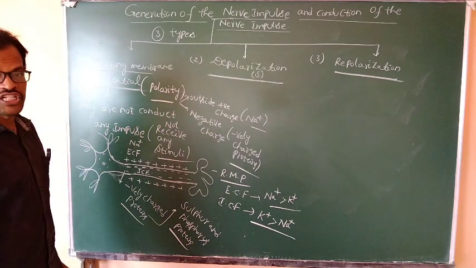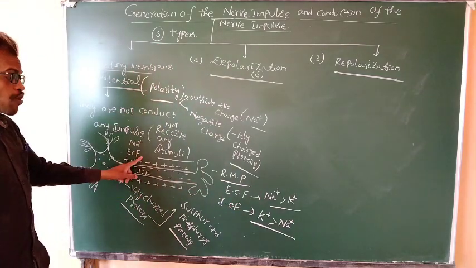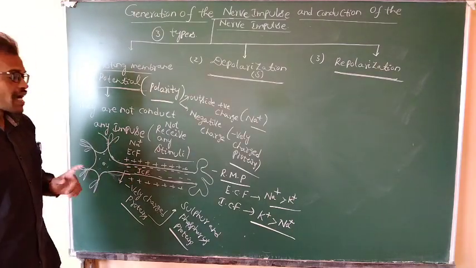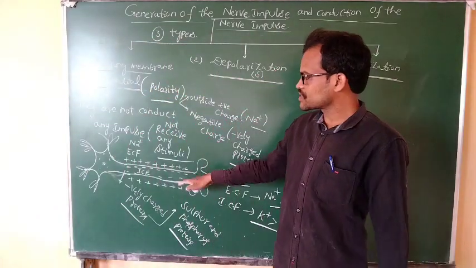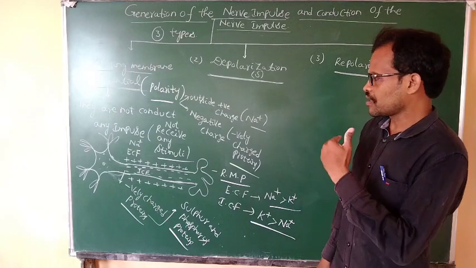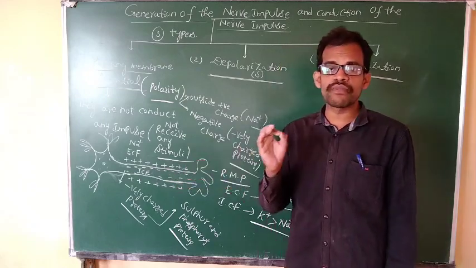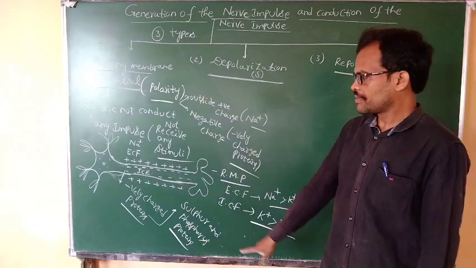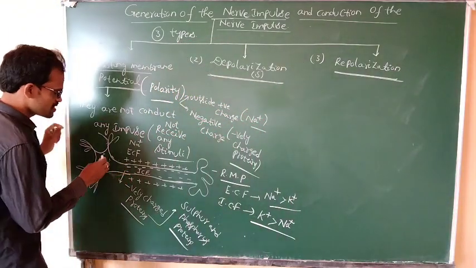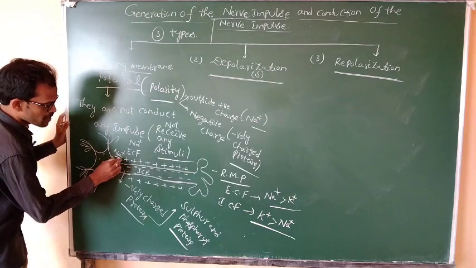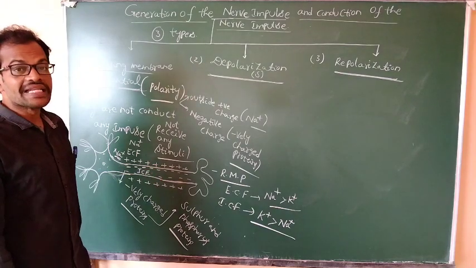During the resting membrane potential, outside the sodium concentration is more and potassium is less. Inside the intracellular fluid, potassium is more but sodium is less. But the negative charge inside is maintained by the negatively charged proteins, not by the potassium. Outside, the positive charge is always maintained by the sodium.